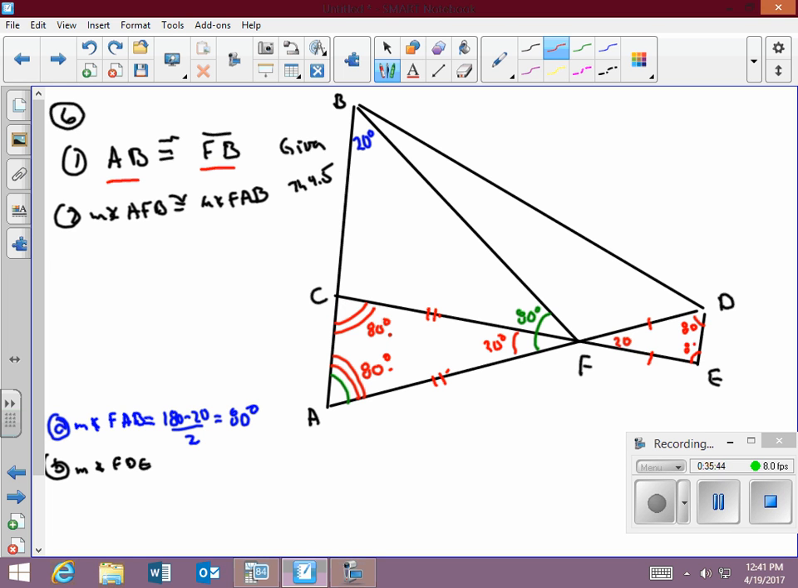And what do you call those angles that are 20? These are equal because of vertical angles. Vertical angles are equal. So FDE has got to be 80.